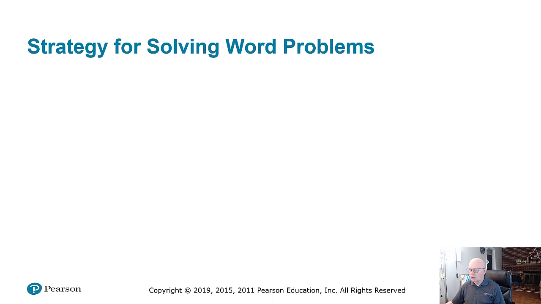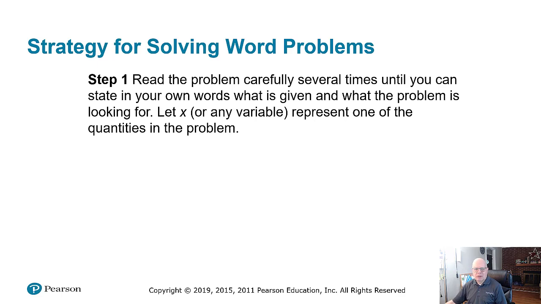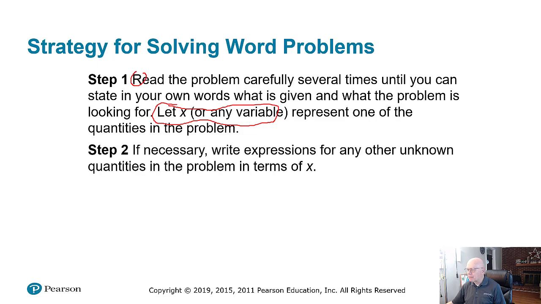Now, how do you solve word problems? Some of these steps, frankly, are a little bit thick. This one, for example, talks about reading it, and then it says let x be one of the quantities in the problem. So you could call this two steps, but we'll go with what the slides say. It's still going to get you to solving word problems. Step 2, write expressions for any other unknown quantities.